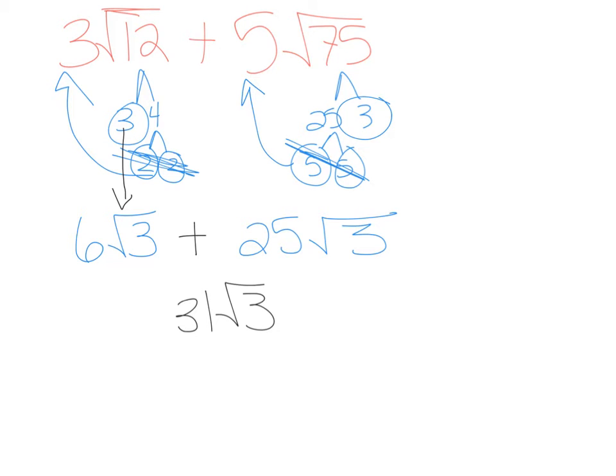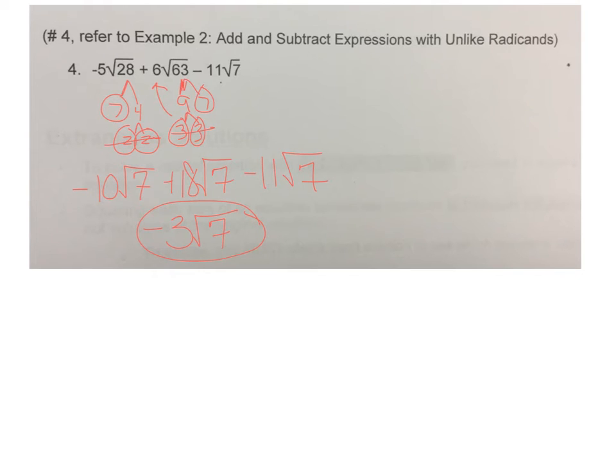Turn to the practice problems and try problem number 4. And when you're ready, go on to the next slide, and I have the answer for number 4 for you. So once I simplified my radicals, like radical 28 and radical 63, then I wrote out all my simplified radicals and combined like terms.